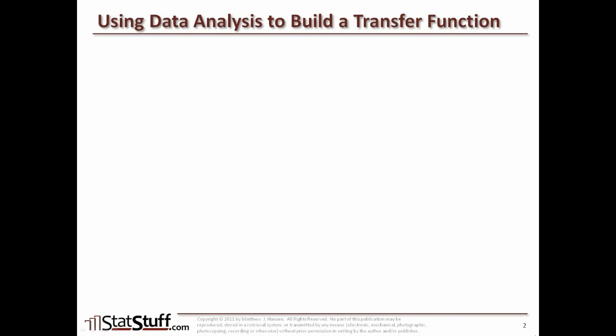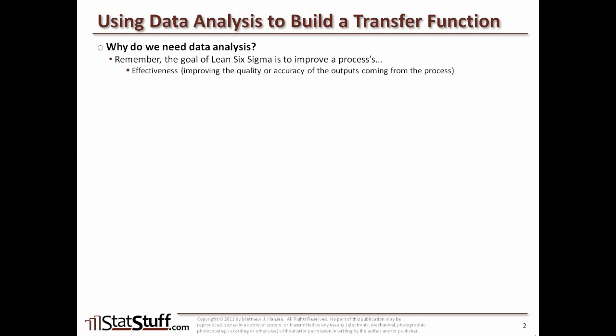Before we formally define what a transfer function is, let's first ask, why do we even need to do data analysis? Remember that the goal of Lean Six Sigma is to improve a process's effectiveness, that is, improving the quality or accuracy of the outputs coming out of that process, and also to improve the process's efficiency. Remember, that's improving the time, effort, or cost involved within the process itself.